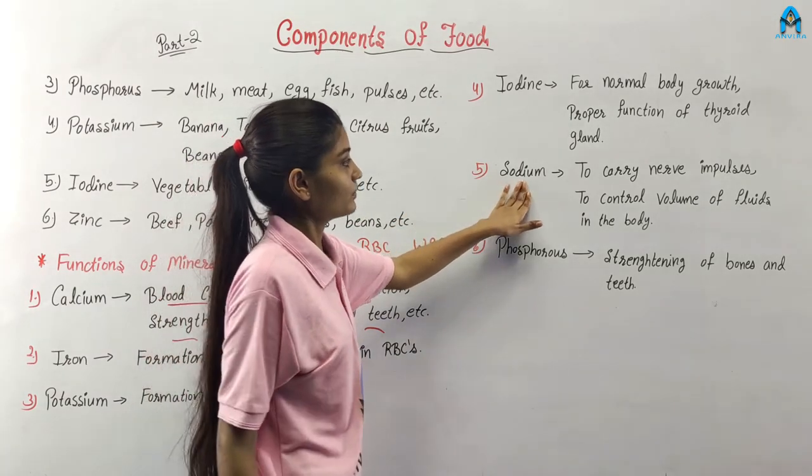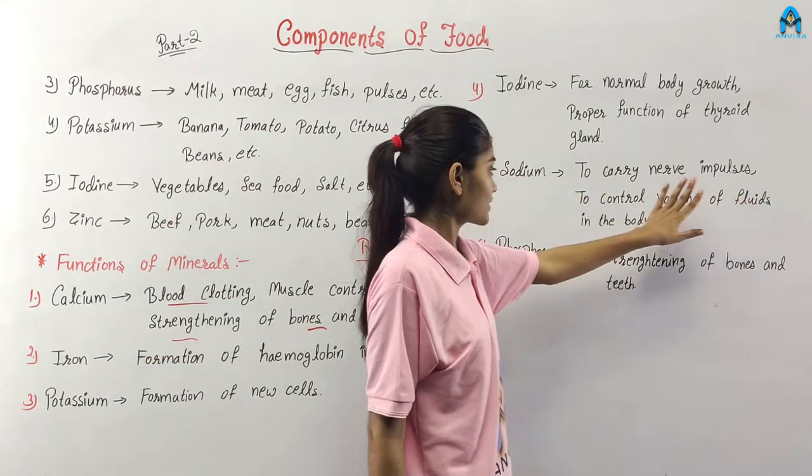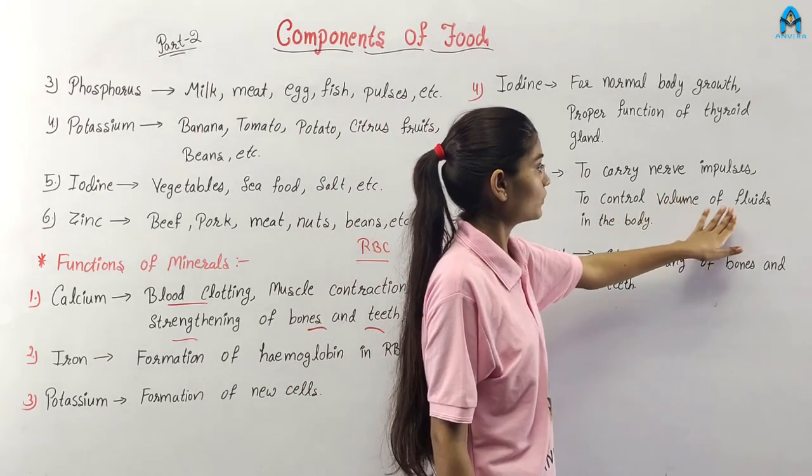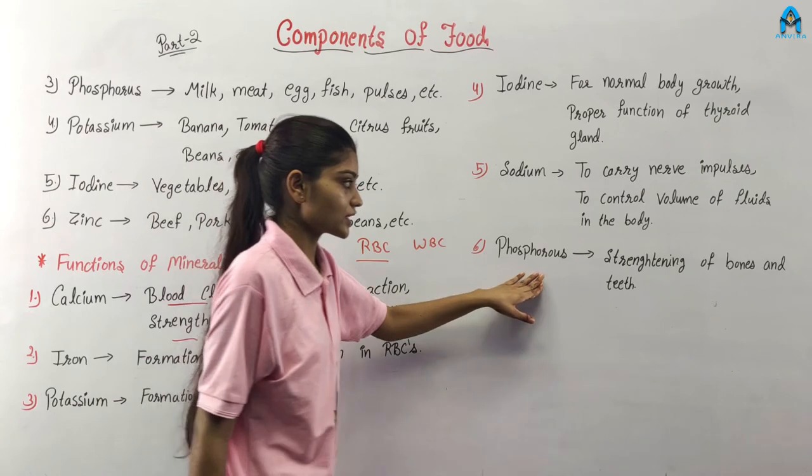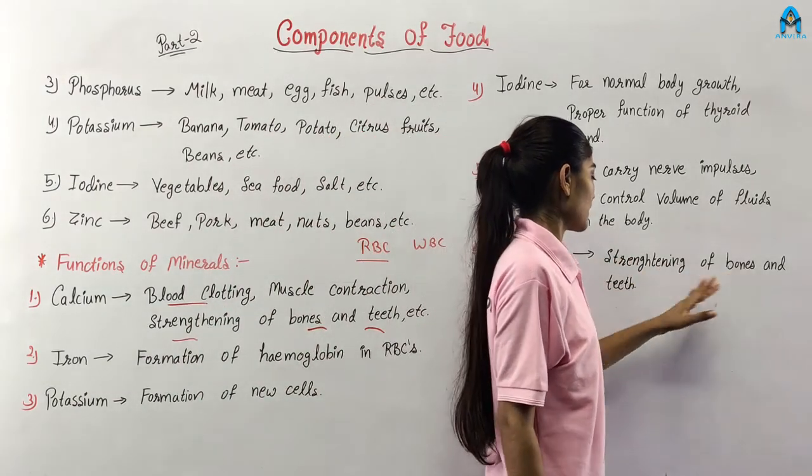The function of sodium is to carry nerve impulses and to control volume of fluids in the body. And the function of phosphorus is strengthening of bones and teeth.